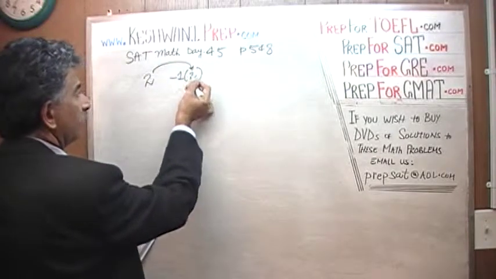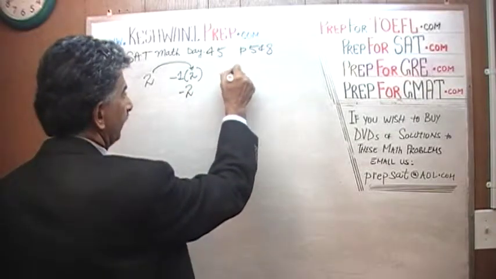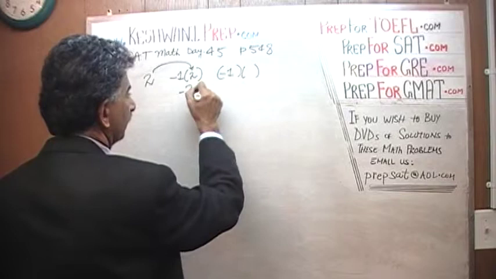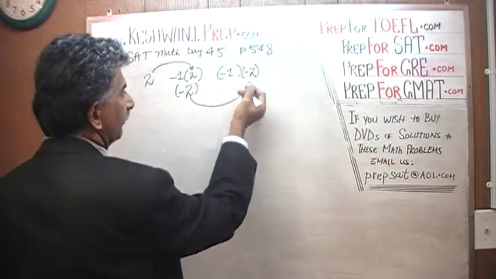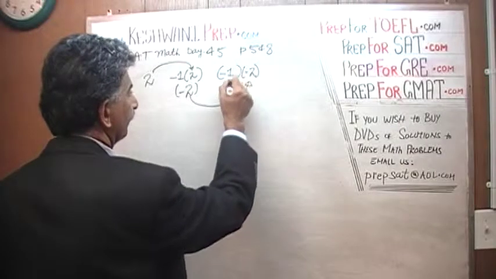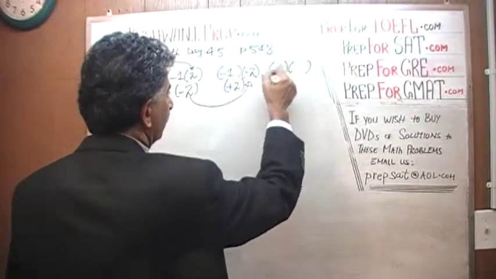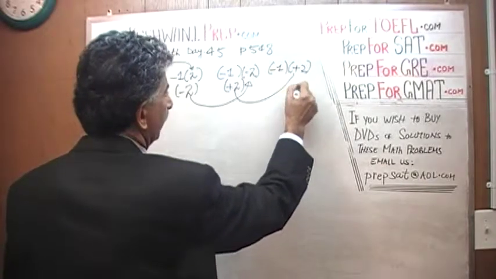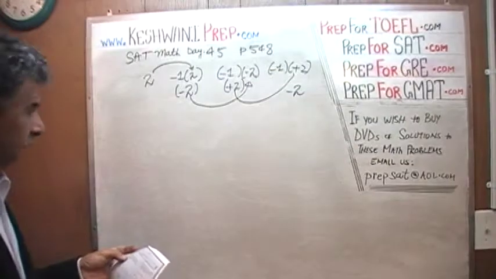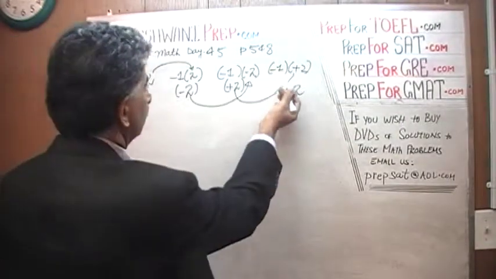So negative 1 times 2 is going to be negative 2. The next one is going to be negative 1 times the preceding term, negative 1 times negative 2, which gives us positive 2. And the next one is negative 1 times positive 2, which is negative 2. Did I make a mistake? I made a mistake, didn't I?